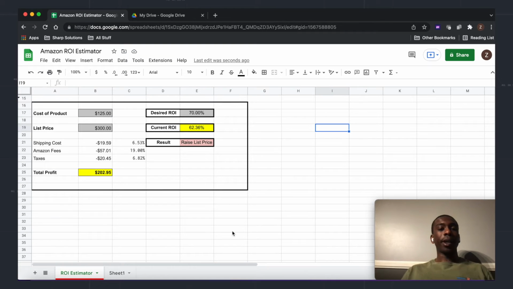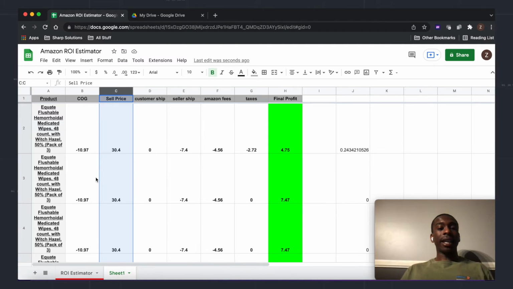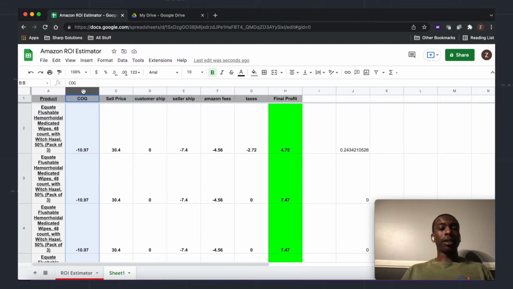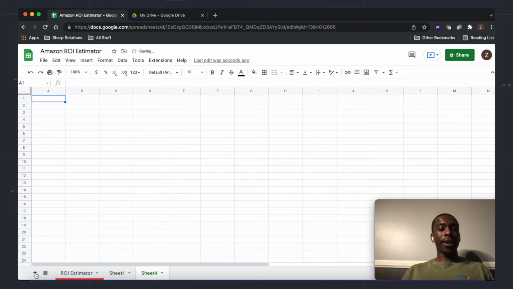Now, jumping into building out the ROI estimator, the one thing that you're going to need here is, again, that historical sales data from the seller. So what I've got for each of the products that they sold in the past is the cost of goods, so the cost that the seller paid for the product, the sell price, so what the product sold for, what the customer who bought this paid for shipping, what the seller had to pay for shipping, any fees that were charged by Amazon because that was the platform that the seller used, the taxes, and lastly, that got me to the final profit that the seller made. So now that I've got all of that, I can go ahead and start building out this estimator.